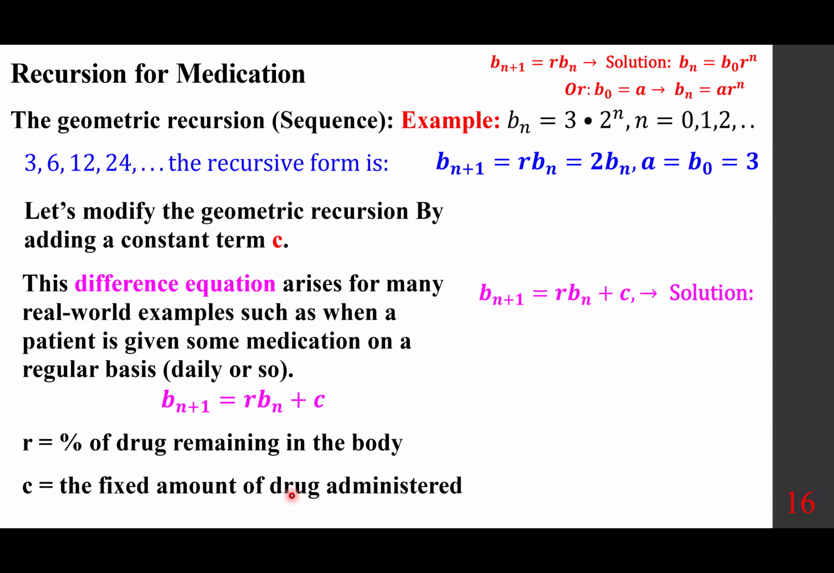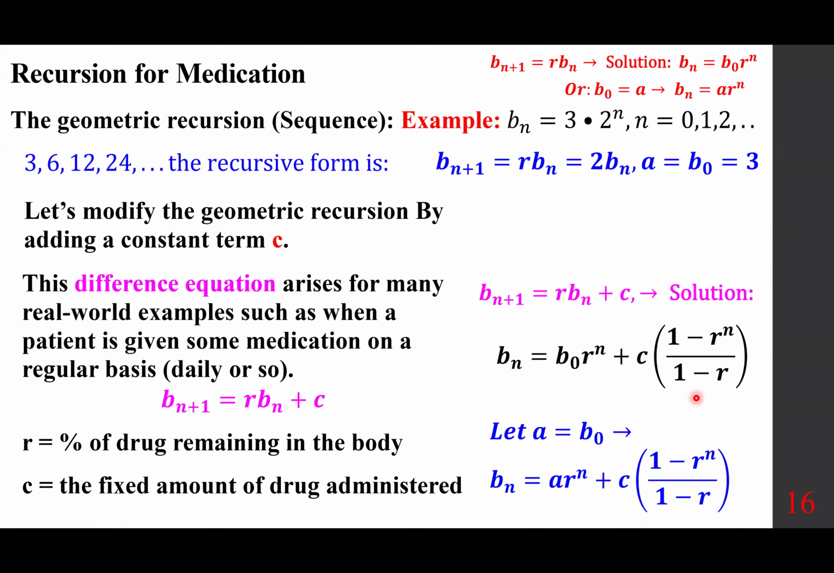Therefore, B sub n plus 1 becomes R B sub n plus C, and the solution is the same solution as here, B sub 0 or A times R to the power of n, and we add this factor of C times 1 minus R to the power of n over 1 minus R. And as always, if you replace the B sub 0 with A, you'll get that. And I have the proof at the end if anybody is interested.